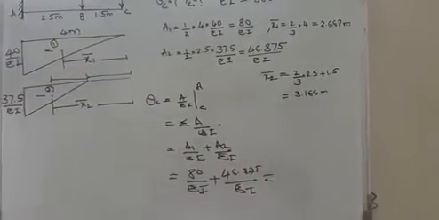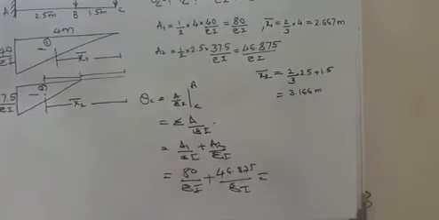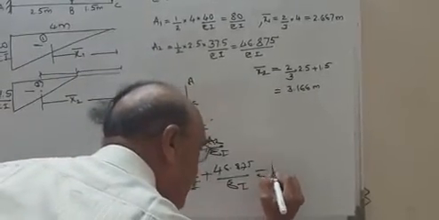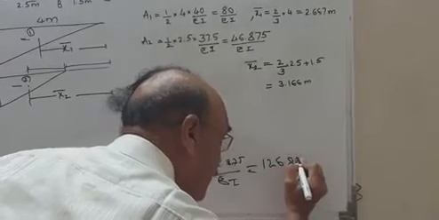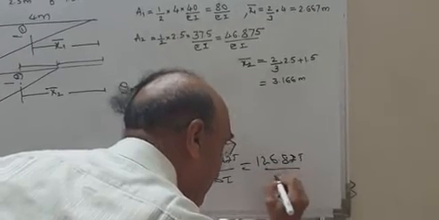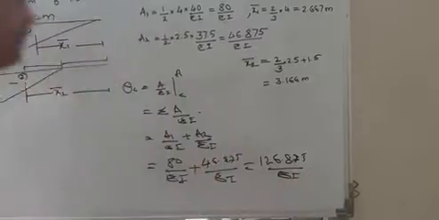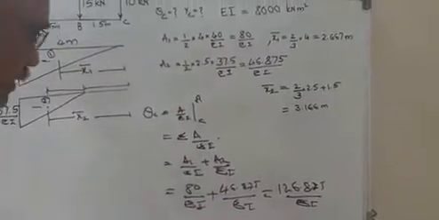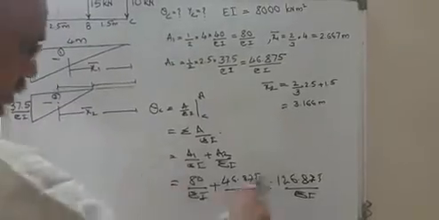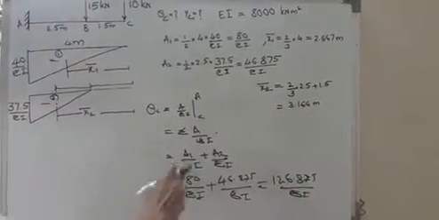If you simplify this, you are going to get it as 126.875. This will be 126.875 divided by EI. Now the value of EI is given here. Actually, what is the unit of 126.8? It is the area.